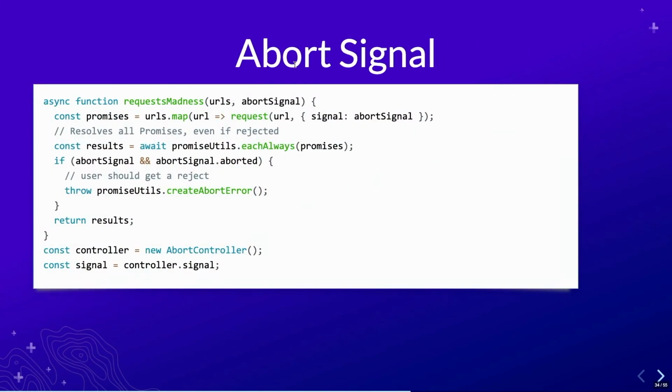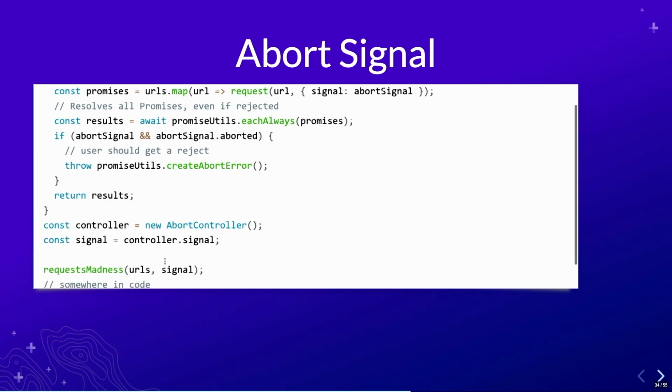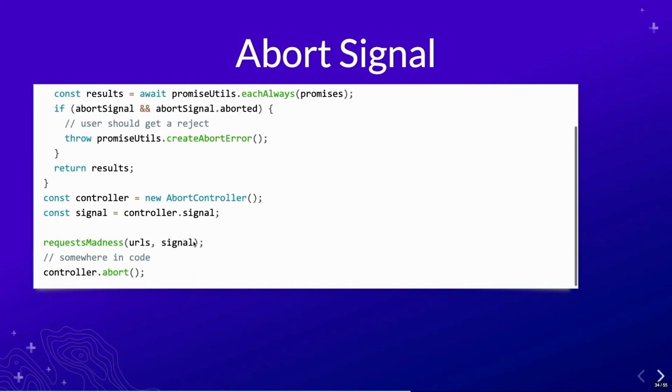Abort signal. I mentioned abort signal earlier if you need to cancel something happening in your promise chain. The way this works is that you create an AbortController, and that controller has a signal on it. You pass this signal around wherever you need it. In my case, I'm going to pass it to this requestMadness function. It gets a list of URLs, and I pass in my signal from the abort controller, and then I am immediately going to abort my controller.